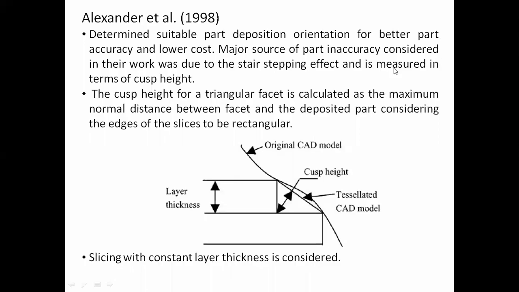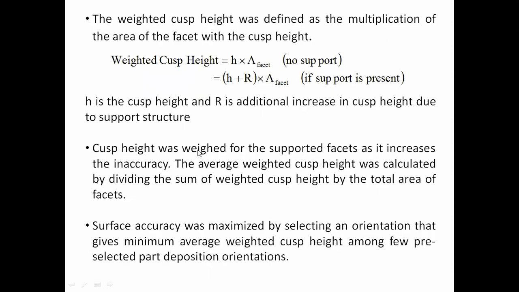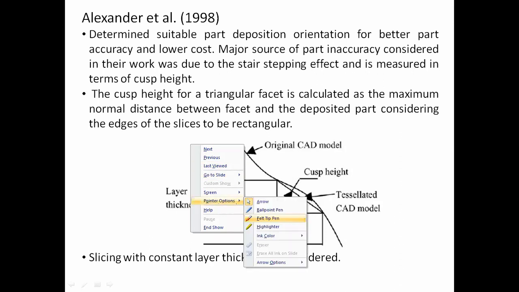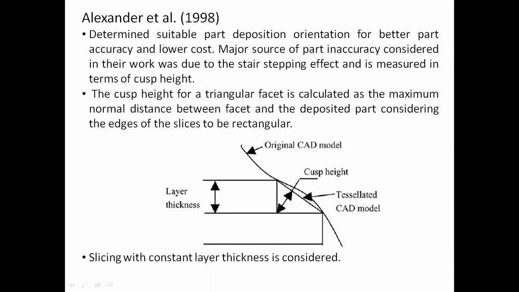So continuing from the last class, where we were discussing orientations and the utility of orientation and some of the algorithms we had seen, today I'm going to discuss one of the most important works regarding orientation studies, which was done by Alexander in 1998. Why was this work considered the most important work?